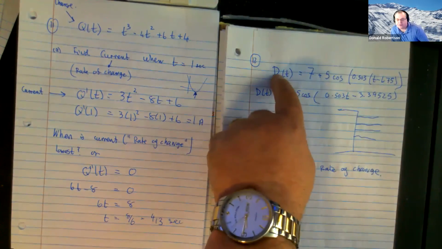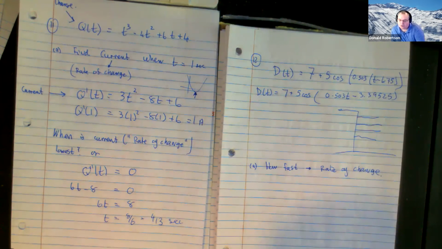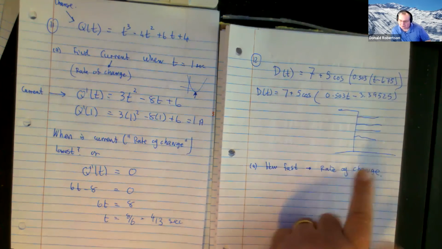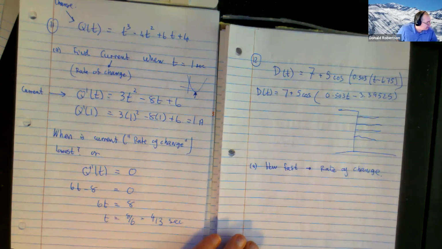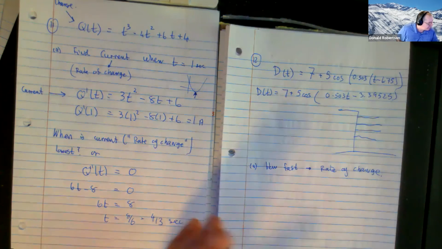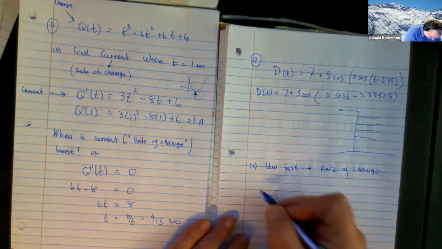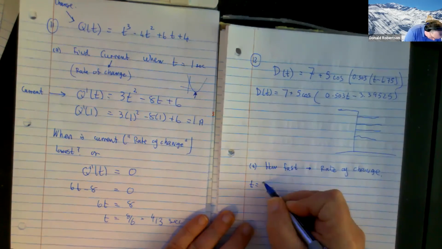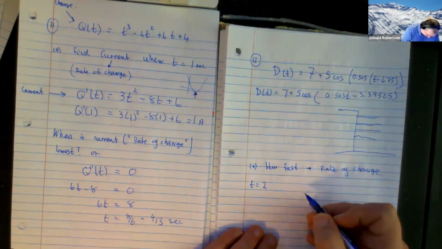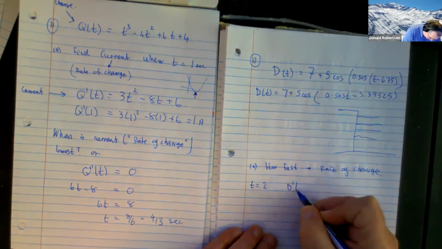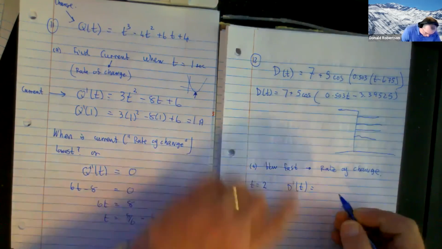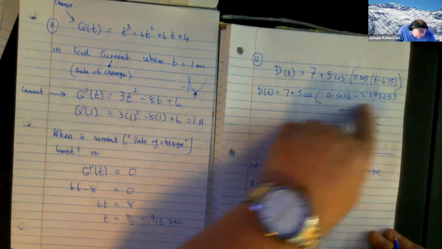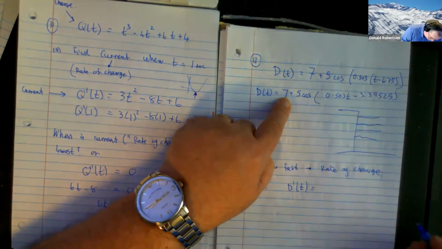So if you ever see a formula and you don't know what to do with it, a good bet is that you're going to differentiate it. So they want me to find out how fast the tide is rising or falling at 2 AM. So that's at t equals 2. So I'm going to find the derivative. And that is ugly, but it's still doable.